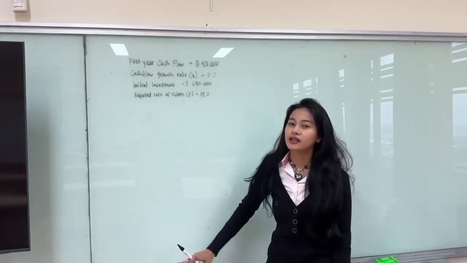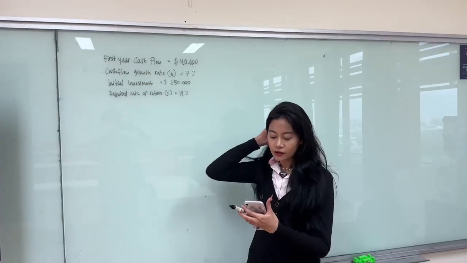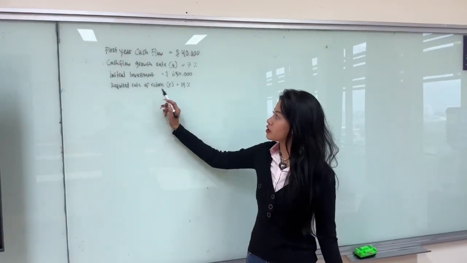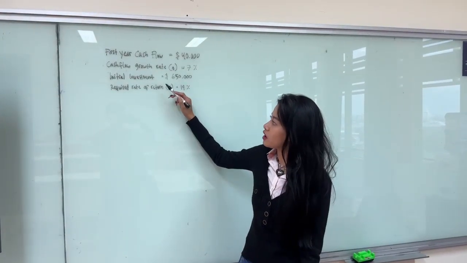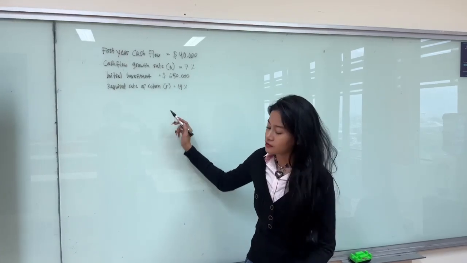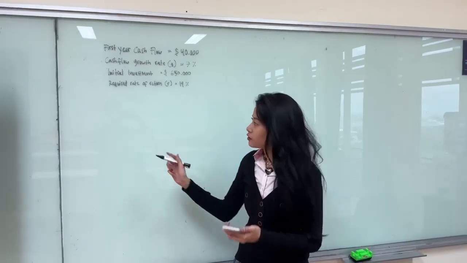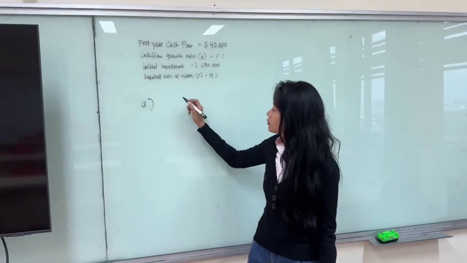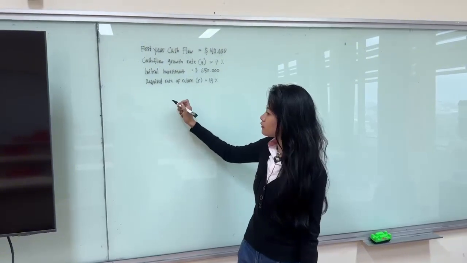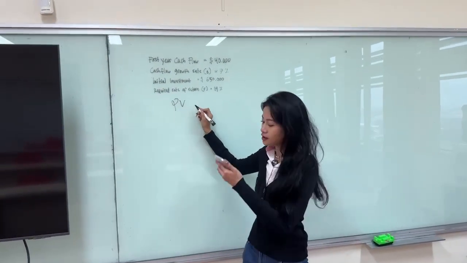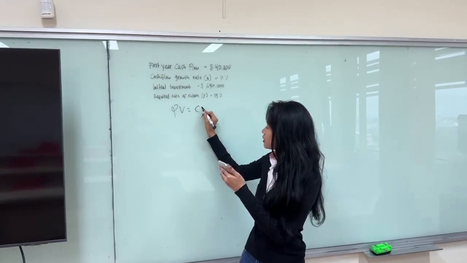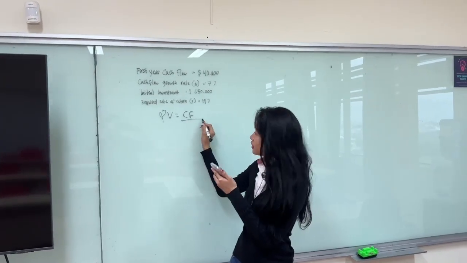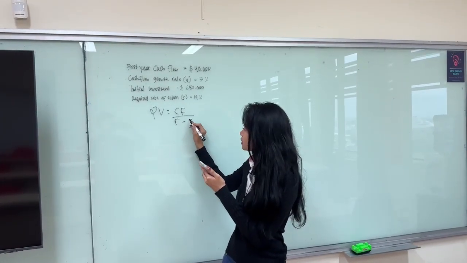I'm here to explain case number 1. From case number 1, this is the information that we got: the GF, the R, the G, and also the cash flow. We're gonna do the A first. For case 1, the formula is PV equals CF divided by R minus G.